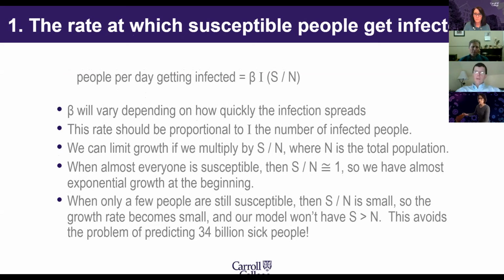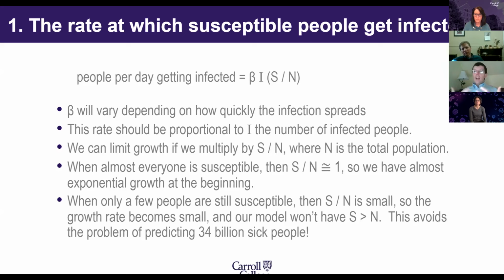But then we also need to limit growth. We need to say that, okay, we can't grow to more people than we've got. So we can also multiply by a factor of, here I'm going to do it with S, the number of susceptible people, over N, the total population. And so that's kind of a fraction. So at the very beginning, basically everybody's susceptible. S over N is about 1. So this leads to an exponential growth process. But when most people have been sick and there aren't that many susceptible people left, then this fraction S over N will be small, and that will prevent our model from predicting 34 billion sick people.